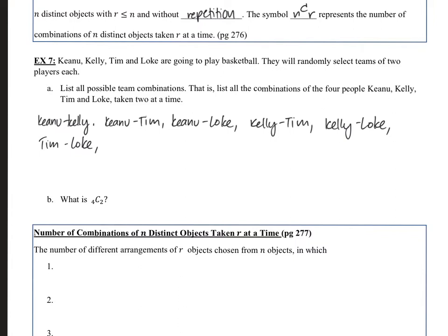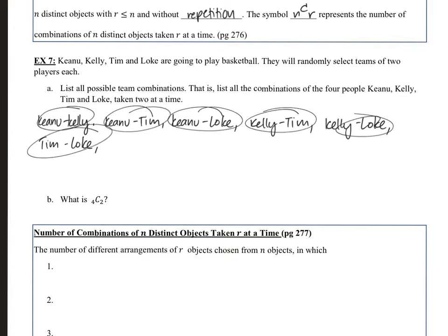So the question is, what is 4 choose 2? Well, if we wrote them out like this, we could see how many different possibilities there are. There are 1, 2, 3, 4, 5, 6 different possibilities. So what is 4 choose 2? Well, 4 choose 2 is going to be 6.